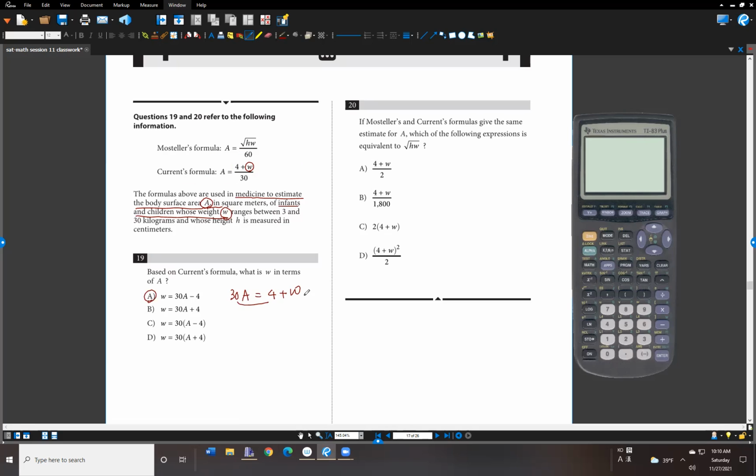All right, number 20. For most children, the Mosteller and current formulas give the same estimate for A. Yeah, they have the same estimate. The square root of HW over 60 equals this one. They are equal. What value of W? 30. Okay. It's already over here, so cross multiplication. HW equals what? When you multiply these two, that is 4 plus W times 60 divided by 30. That is the value, right? Let HW cancel out, simplified. So 2 times 4 plus W. Okay, so where is this one? 2 times 4 plus W over here. Choice C is the answer.